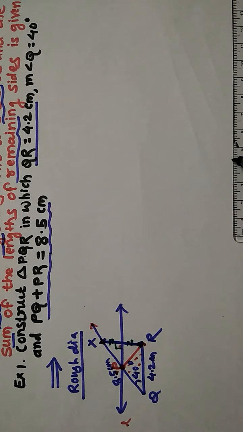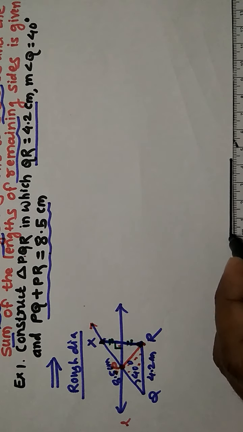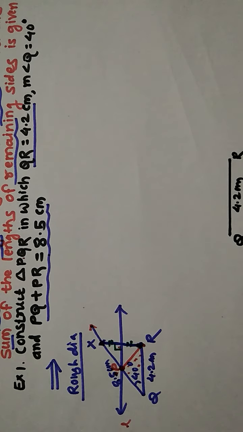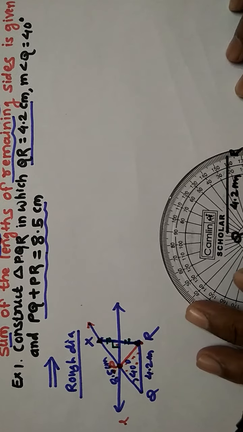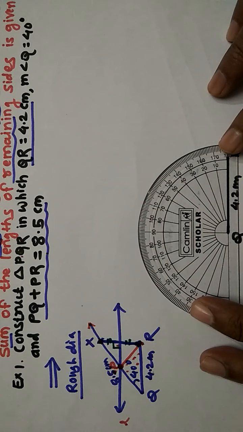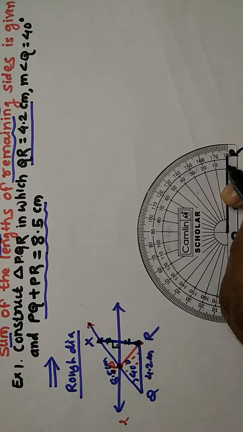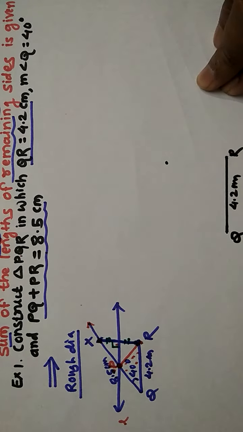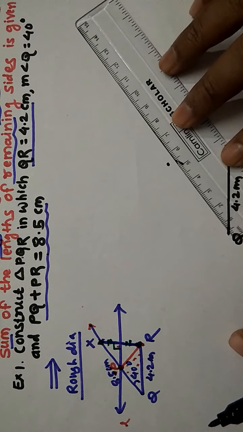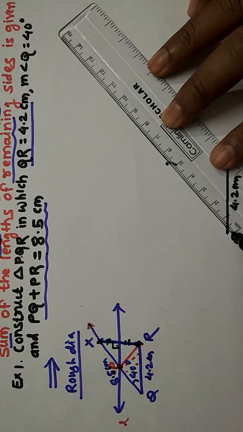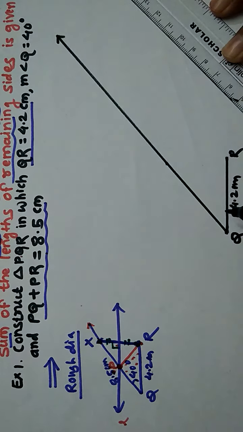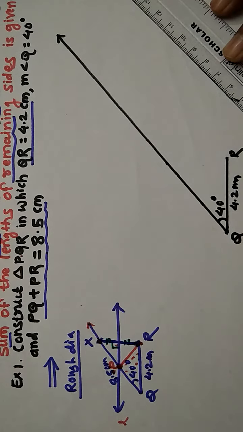1, 2, 3, 4.2 means here QR is equal to 4.2 centimeter length. Then draw angle Q has measure 40 degree. Angle Q is 40 means start from 0, 10, 30 and 40 here. Draw the ray here. Here the measurement is 40 degree.